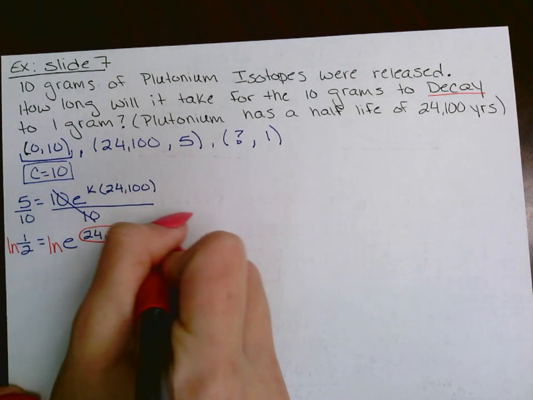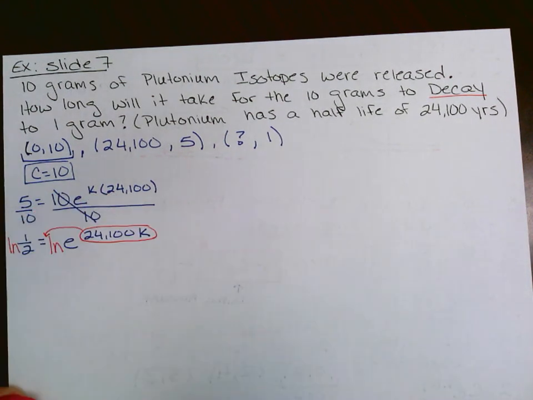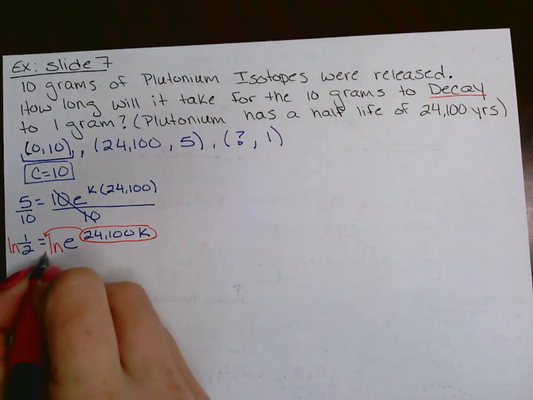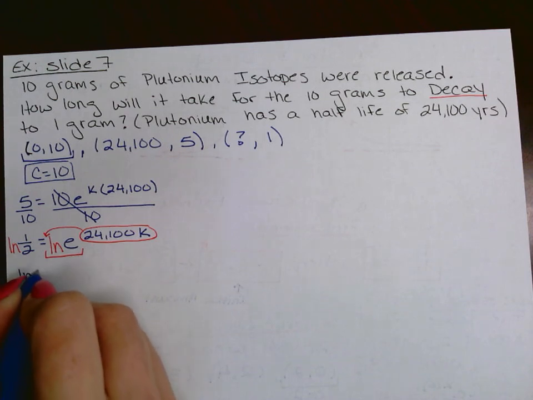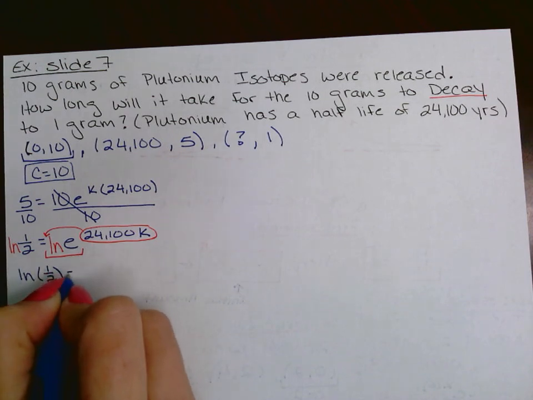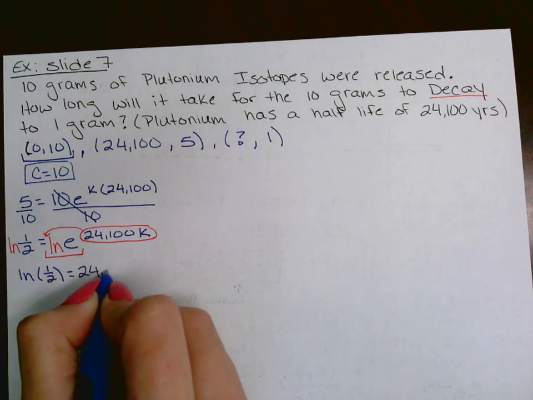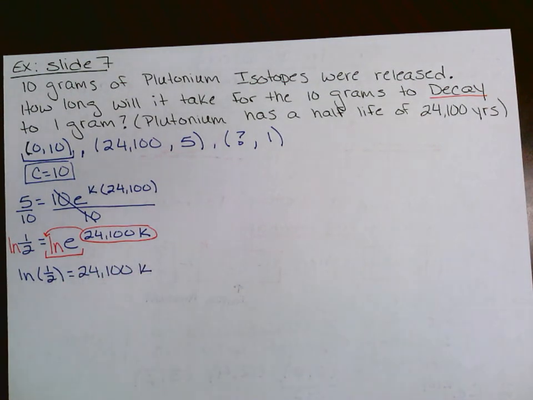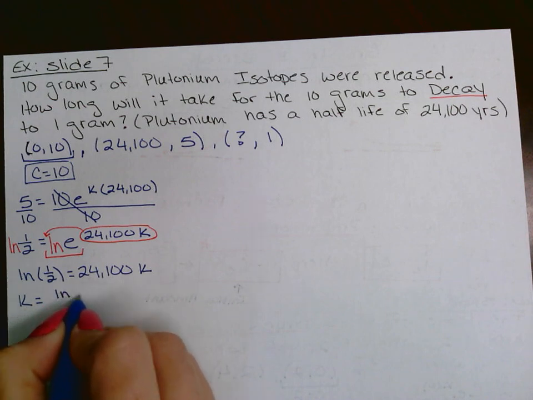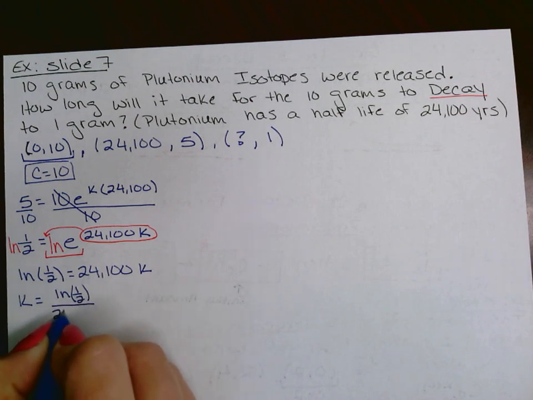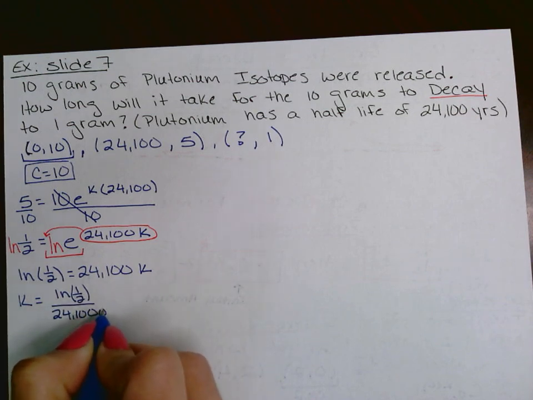It's going to move this 24,100 K to the front. And if I learned anything from my last question, what is this ln of E going to turn into? 1. So I can go straight to writing ln of half equals 24,100 K. Last step. K equals ln of 1/2 divided by 24,100. Oops, too many zeros.